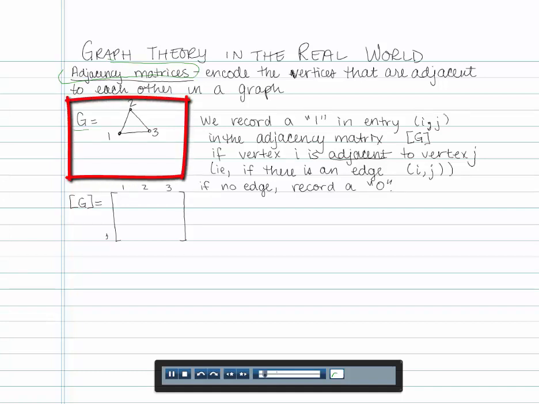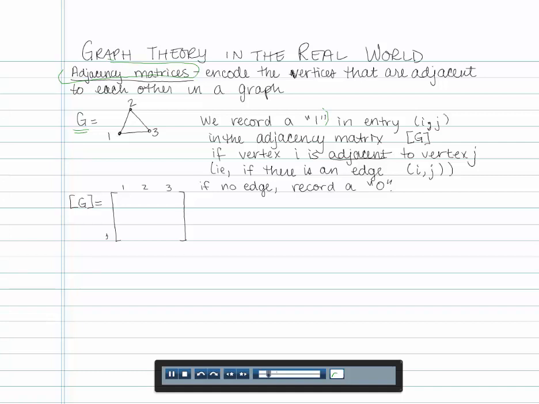So if we look at this graph G here, we see we have a vertex 1, which is connected to vertex 2 and 3. Vertex 2 is connected to vertex 3 and to vertex 1. And we also have that vertex 3 is connected to 2 and 1. This graph is totally connected. So if we want to record the adjacency matrix, we're going to put a 1 in an entry i, j if the two vertices i and j are connected by an edge. And if not, we're going to use a 0.